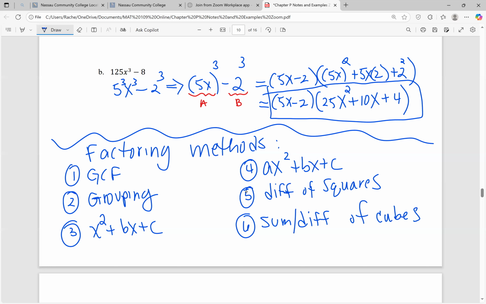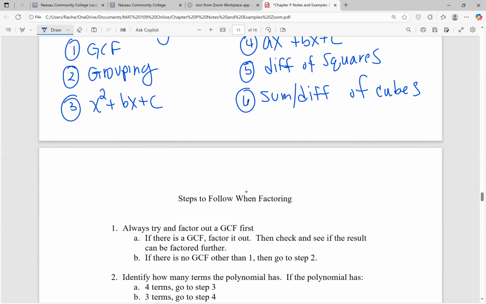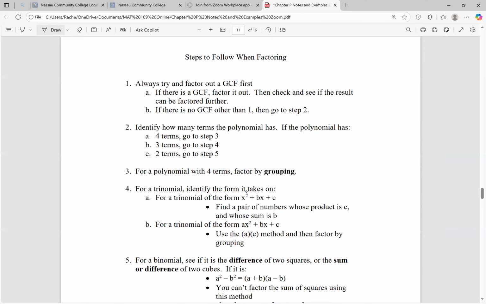So these are the different factoring methods really that we did since the beginning of this lecture. I did all different examples. So what I wanted to do at the end of this lesson is condense this and kind of rewrite this so that we have a process in our mind when we go to factor. So what steps should we follow when we factor? So that's what I have here, steps to follow when we're factoring.